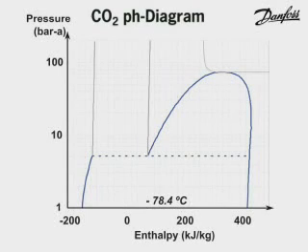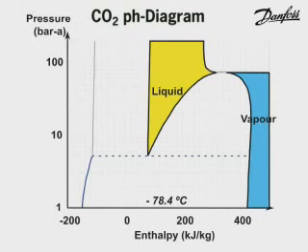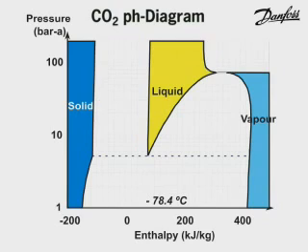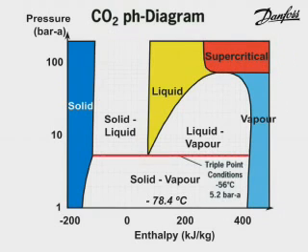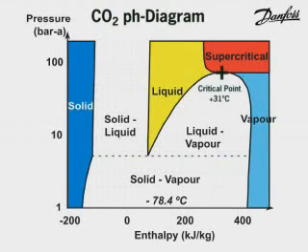For refrigeration purposes, the pressure enthalpy diagram is commonly used. For CO2 applications, this diagram has to be extended so that the solid and supercritical phases are included. The coloured areas indicate the different phases of CO2, namely vapour, liquid, solid and supercritical. The triple point is here, the critical point is here.